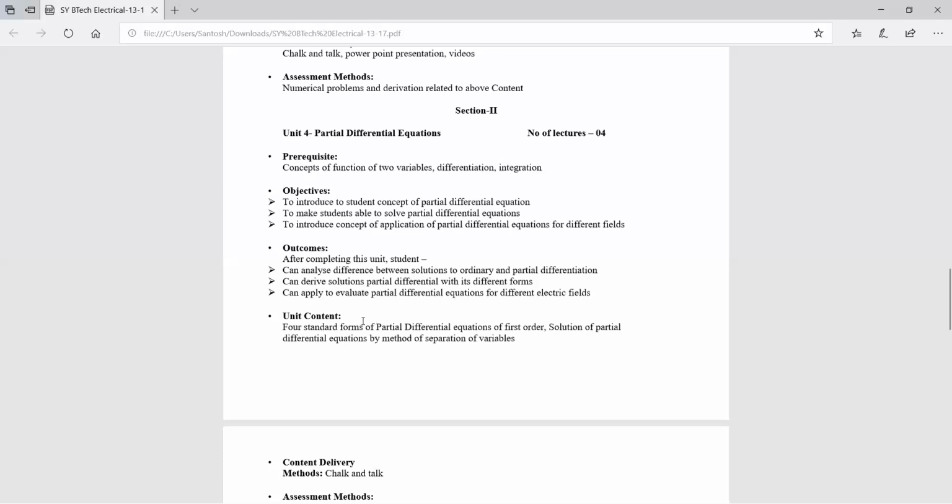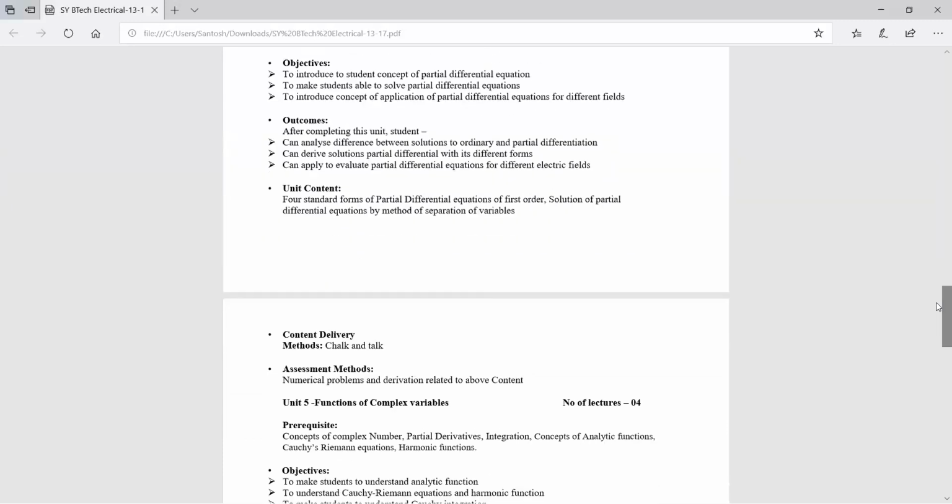See the unit content of unit number 4, partial differential equation. First, the 4 standard forms of partial differential equations of first order, and the solution of partial differential equations by the method of separation of variables.